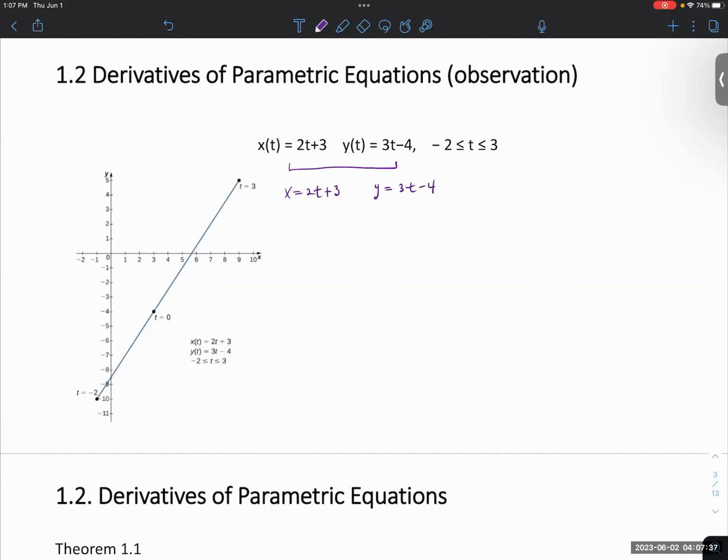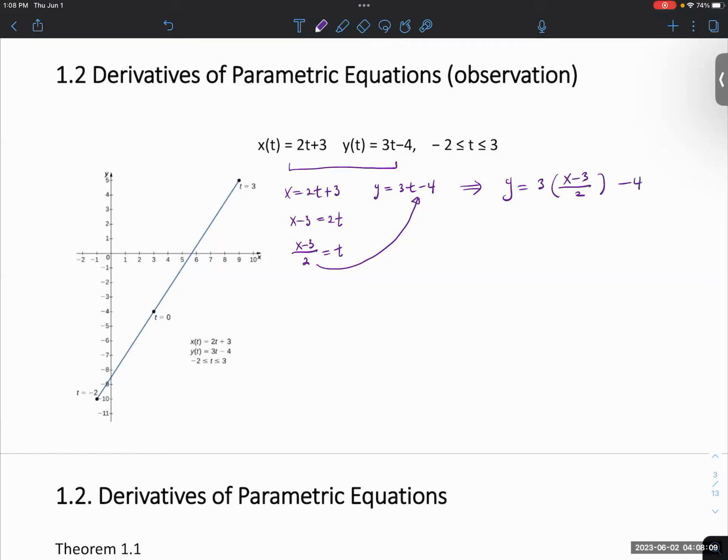I'm going to use a substitution method. We're going to solve for t. So x minus 3 equals 2t, and then you divide by 2 on both sides. So (x minus 3) divided by 2 is t. Now you're going to substitute t, (x minus 3) over 2, into the second function. Therefore, we found y equals 3 times (x minus 3) over 2, minus 4.